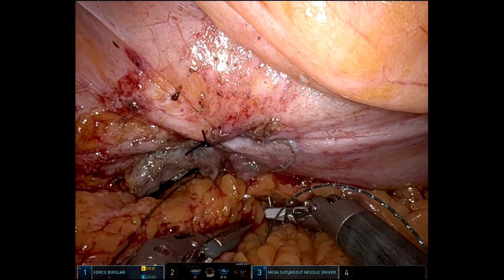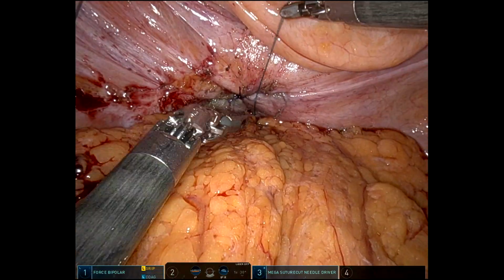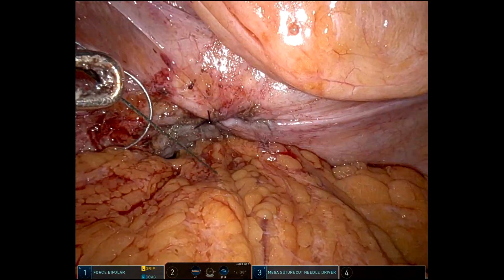I have had a patient in the last few years where I did a repair like this where I had no omentum to interpose, and within a year they had a recurrent fistula to my anastomosis. So I do believe in that maneuver.